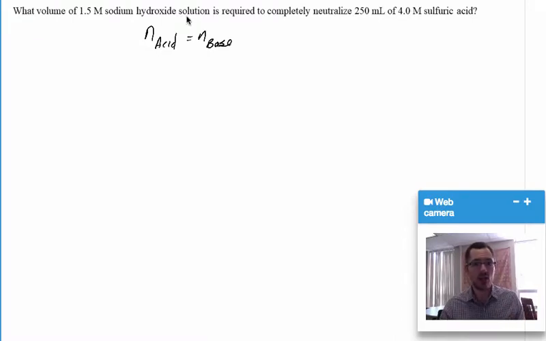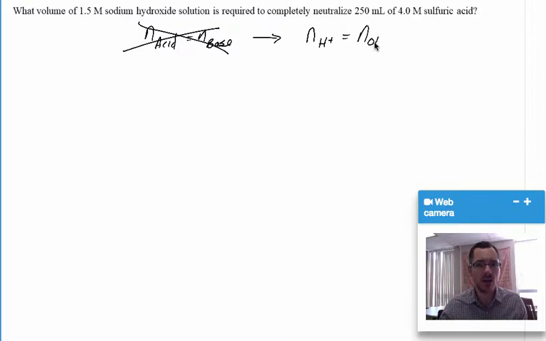However, I hate to break it to you. Actually, I don't hate to break it to you. This is not necessarily always correct. What you want to do for a neutralization reaction is equate the number of protons with the number of hydroxides. Now, this isn't necessarily the same thing as saying the number of moles of acid equals the number of moles of base. Sometimes it might be the case, but in this case it's not.